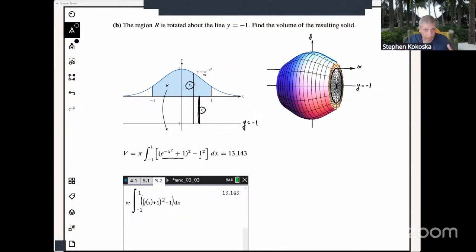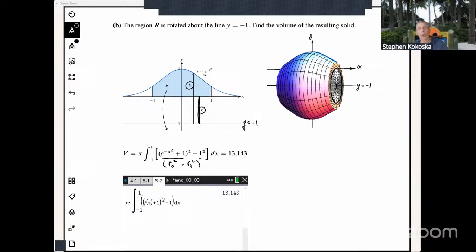And I didn't make use of the symmetry here. I'm using a fancy calculator that I know can do this. I don't think it would save me any time or any accuracy. So pi times the definite integral from -1 to 1 of the outer radius squared minus the inner radius squared. And I got 13.143.